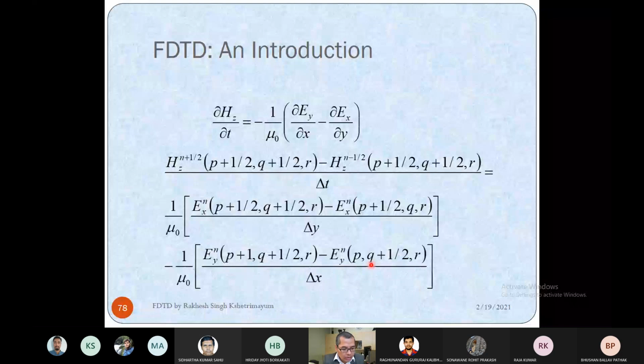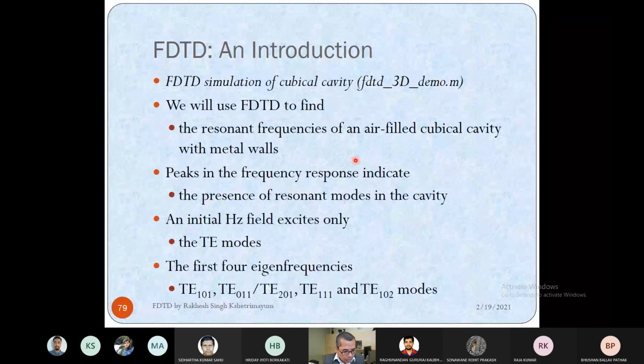Similarly, ∂Ex/∂y is basically Ex, which is at the center of the edges along the x-axis. So p plus half, partial derivative with respect to y. So the y running index is q plus 1 and q here. This should be q plus 1 here. And look at the time here. The electric field is calculated at integer time steps, you have n here, in between n plus half and n minus half for the magnetic field. So that's all about the 3D FDTD update equations.